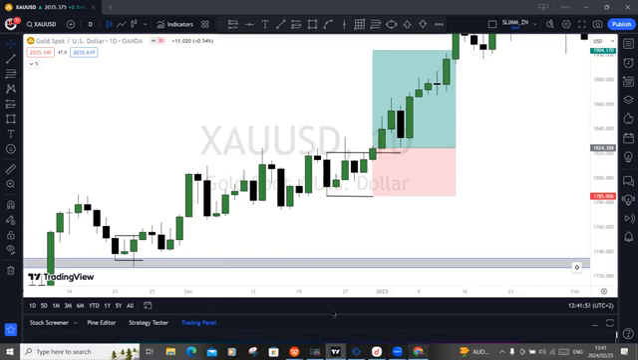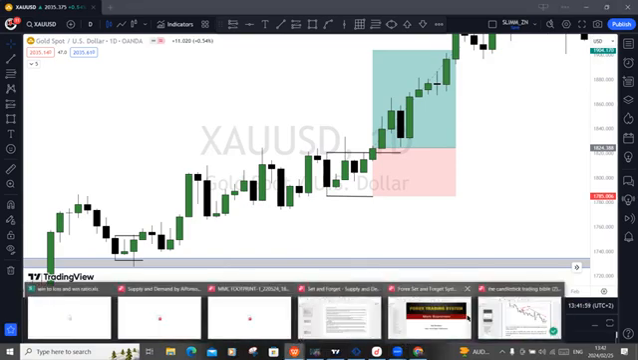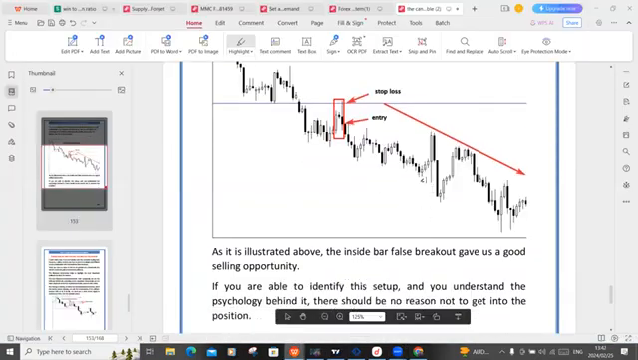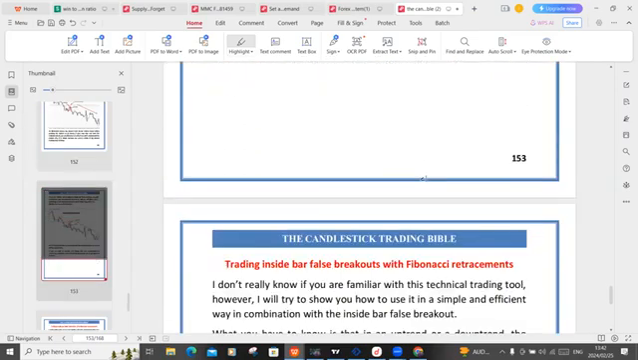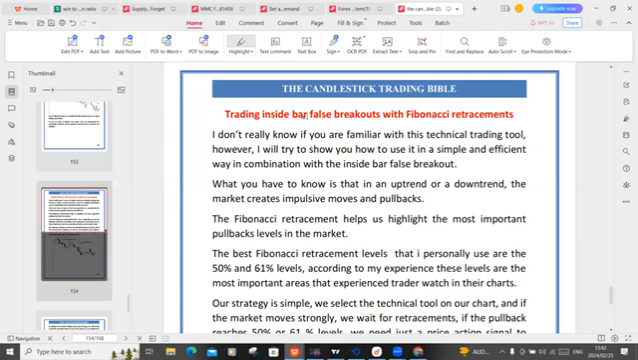Right. So without wasting much time, I'm going to jump back into the book. All right, so we're here. Trading inside bar false breakouts with Fibonacci retracements.